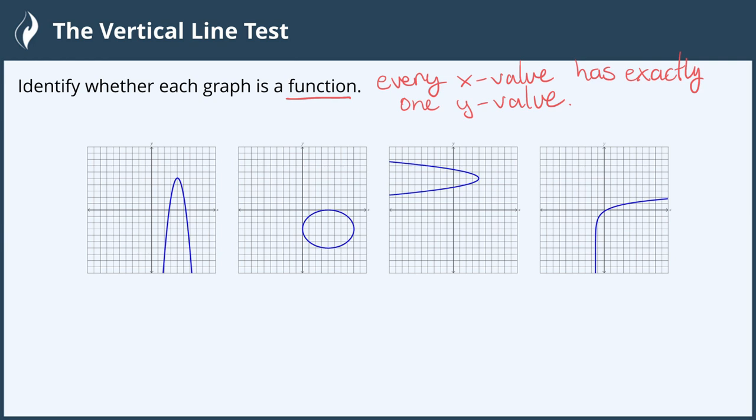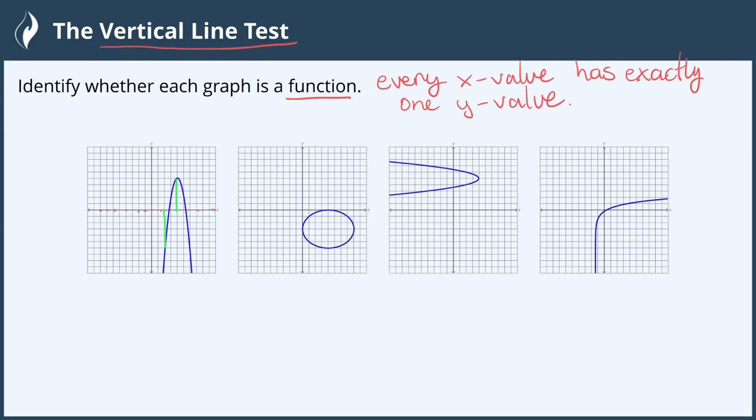To identify if a graph is a function, it's actually a little faster than with a list of ordered pairs or a table. In this case, we do what's called the vertical line test. We do this because all of the x values happen along this axis here, and they map to a y value, and in this case, this x value maps to this y value here. This x value maps to this y value.